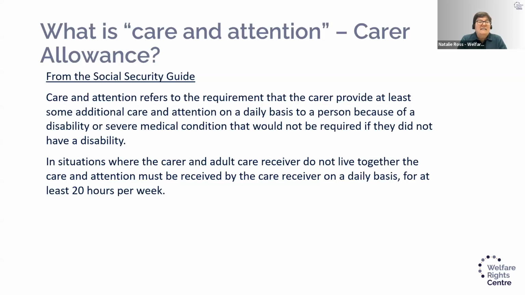So in terms of what the Social Security Guide says is care and attention, which is what's needed to get carer allowance, we're talking about some additional care and attention on a daily basis because of their disability or medical condition, or again because they're frail aged, that would not be required if they did not have a disability. Now, remember that with carer allowance, the care doesn't have to be provided in the care receiver's home, but where the carer and the adult care receiver don't live in the same premises, the care and attention must be provided on a daily basis and for at least 20 hours a week. But that criteria about hours per week doesn't apply if the carer and the care receiver are living together.